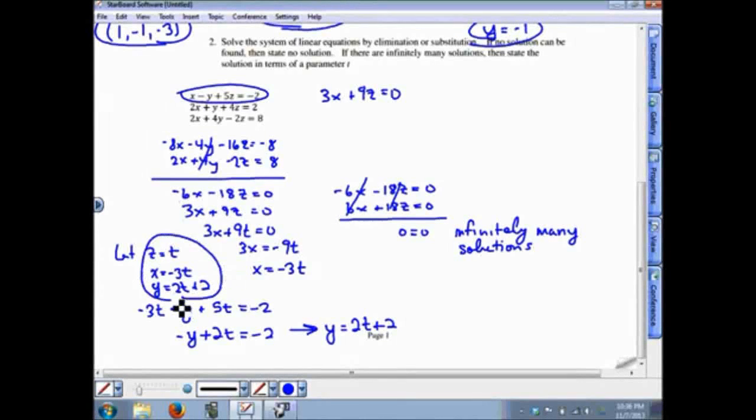So those are the values of all three of the variables. z equals t, x equals negative 3t, y equals 2t plus 2. So your solution: x is negative 3t, y is 2t plus 2, z is equal to t.